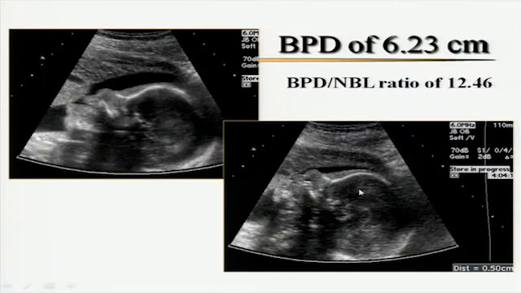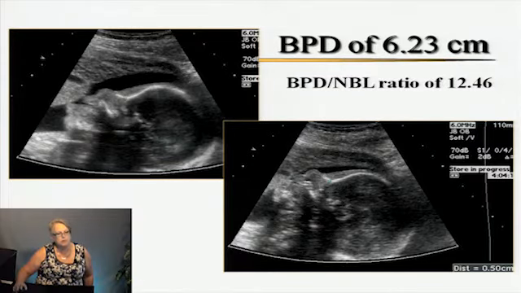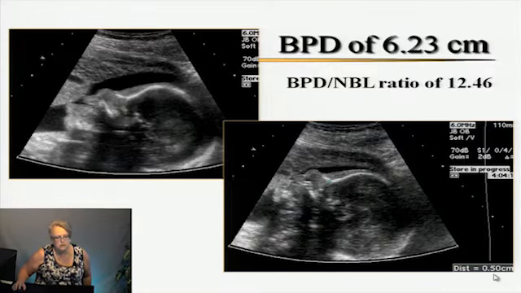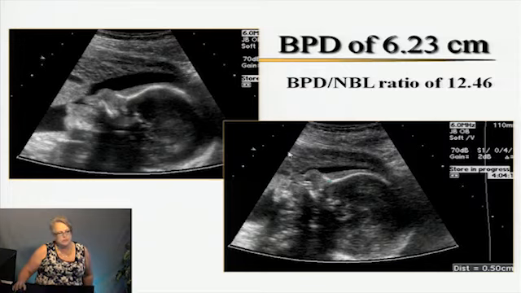We look at the nasal bone. Remember, that's one of those things we can use throughout pregnancy because now she's over 21 weeks, she's 25 weeks. Let's go ahead and do the BPD nasal bone ratio. So she had a BPD of 6.2 centimeters, and then the nasal bone length was 5 millimeters. So you're going to take this in millimeters, divided by this in millimeters, and times it by 100 to get your ratio. So this BPD nasal bone ratio was 12.46.